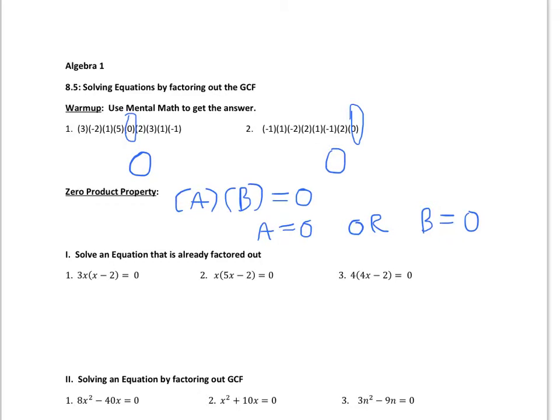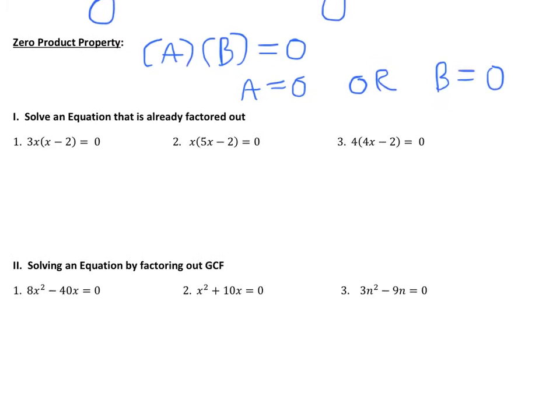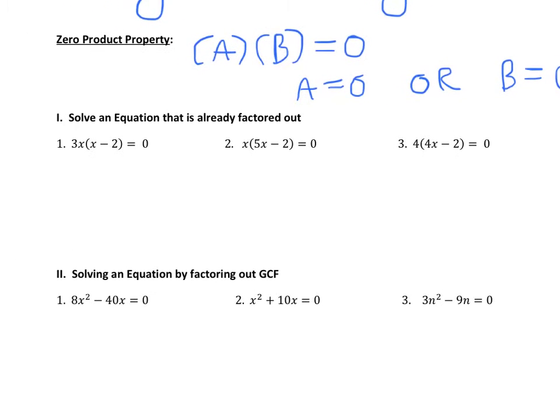We're going to look at the first section where it says solve an equation that is already factored out. We can tell it's already factored out because we have parentheses. Let's make this a little bit bigger. Number 1's already factored out. There are two factors: the GCF, 3x, and the second factor, x minus 2. So it's saying 3x times the quantity x minus 2 equals 0. By the zero product property, the first factor, 3x, has to equal 0, or the second factor, x minus 2, has to equal 0.